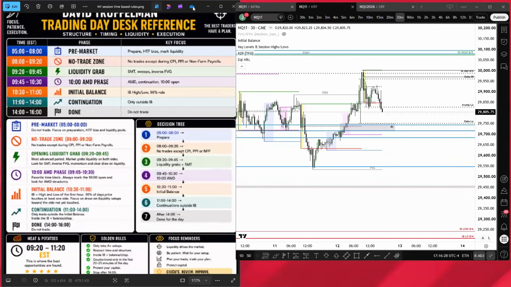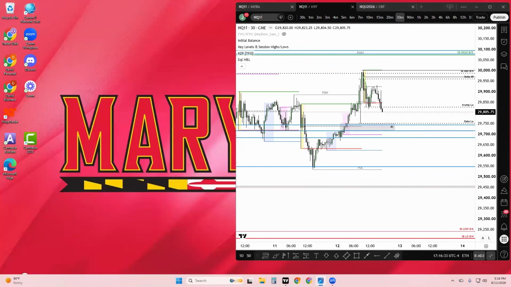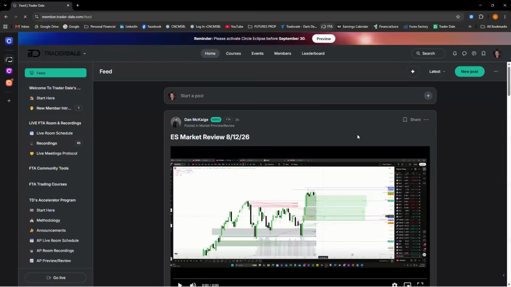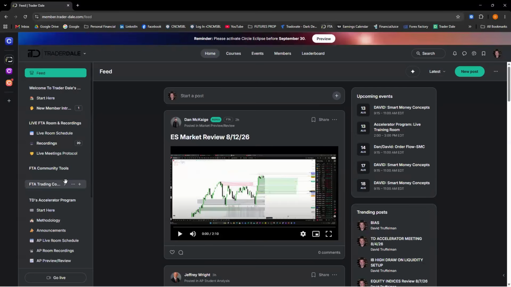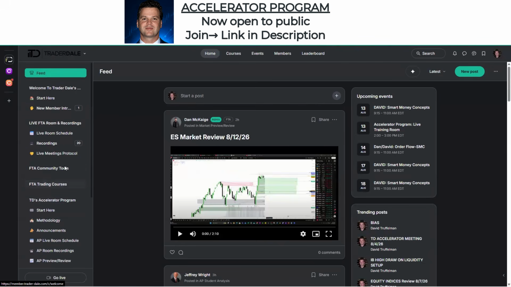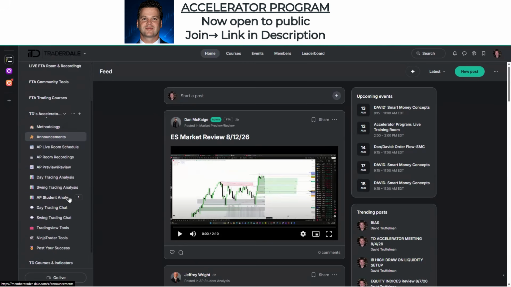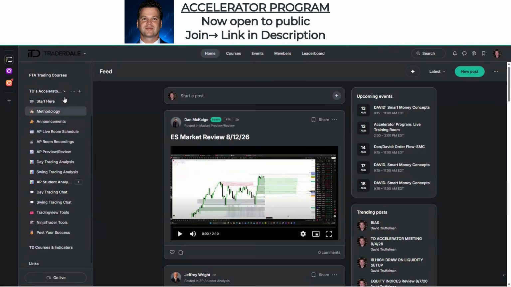A lot of you guys, because this has never been offered to the public, probably aren't members of Trader Dale, so you haven't seen the members area. What David's going to do here is just go into the members area. Now, on the left-hand side, the Funded Trader Academy stuff, you won't see that. Those other things you won't see, but all of this is under the TD Accelerator.